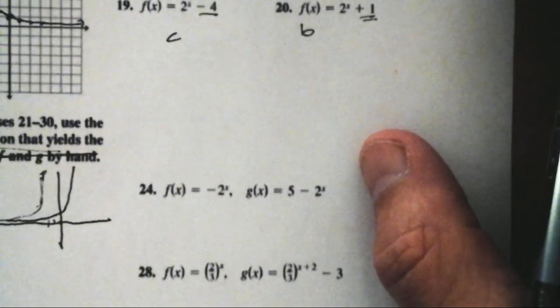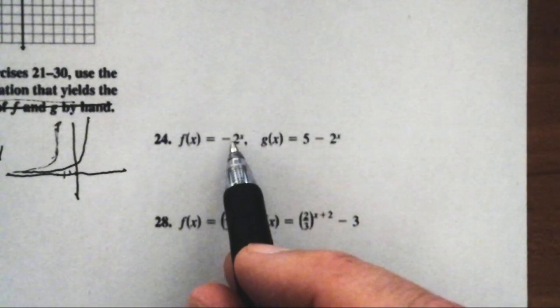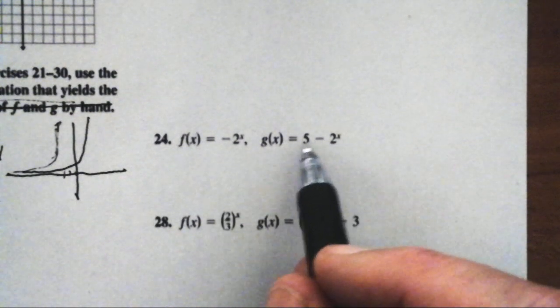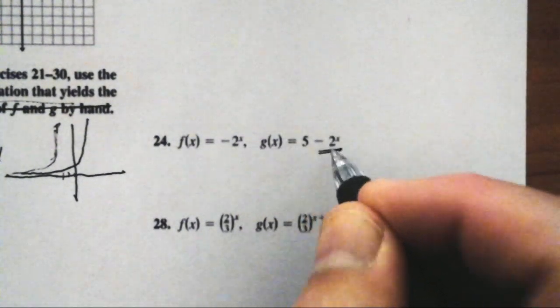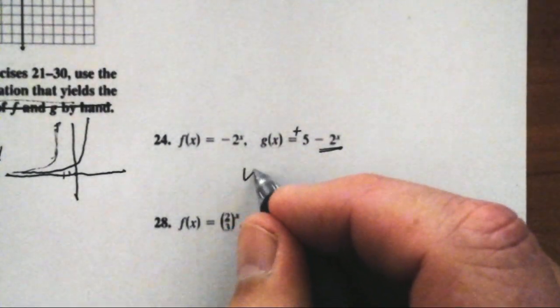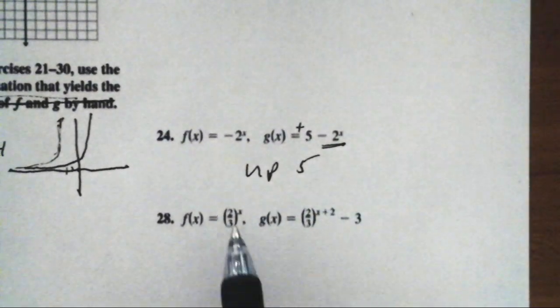Okay, 2024, same thing. The graph of -2 to the x would look, or the graph of g, excuse me, already includes that, but has a +5. So that is just an up 5.